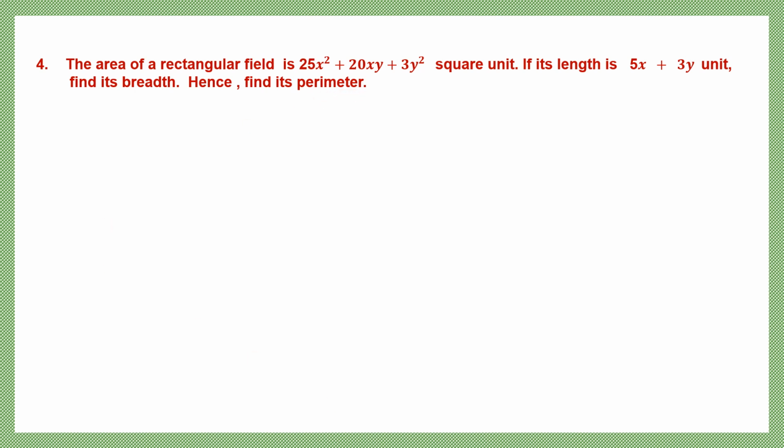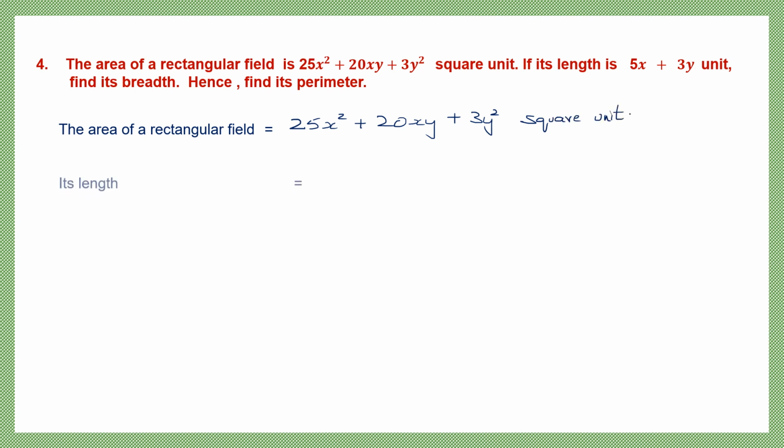So let's begin. The area of a rectangular field that's given to us is 25x squared plus 20xy plus 3y squared. This is in square units, so we write square unit. Then what else is given to us? The length is given to us as 5x plus 3y, and this is unit.